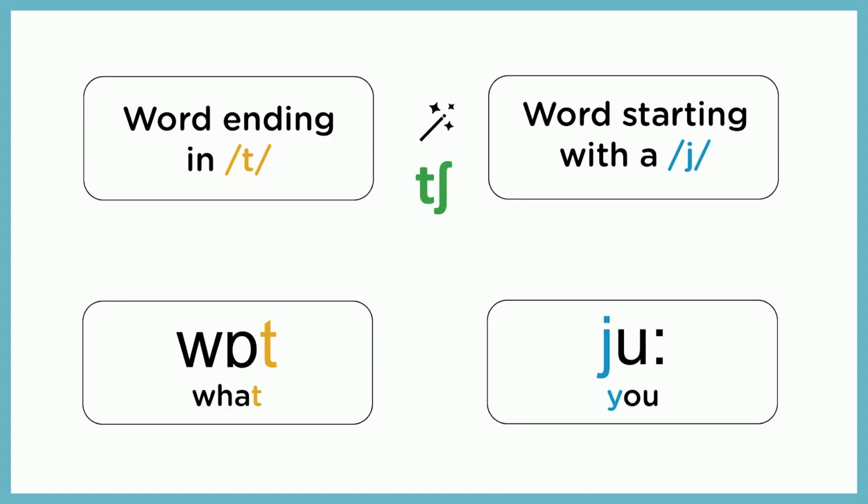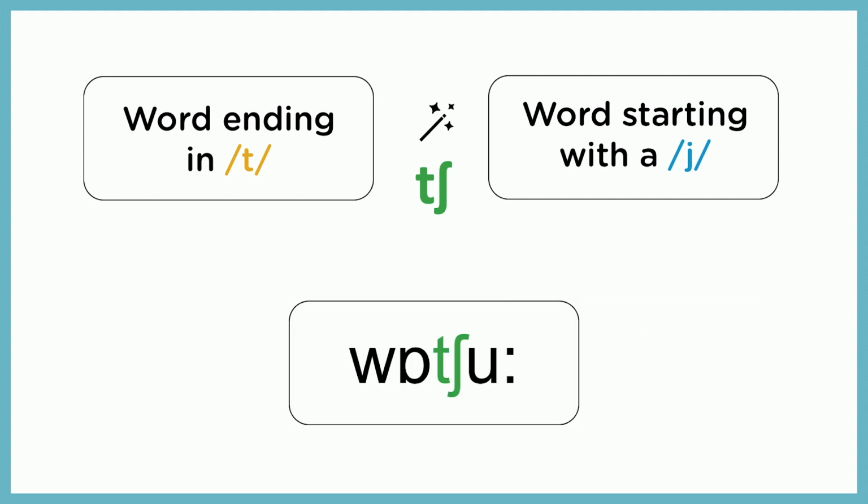Cool. So here is our first rule. When the first word ends in the T sound and the next word starts with a Y sound, for example, what and you, we change it to what you. What you. What you gonna do? What you doing? This is a super common rule and one of the most helpful that you'll hear today.